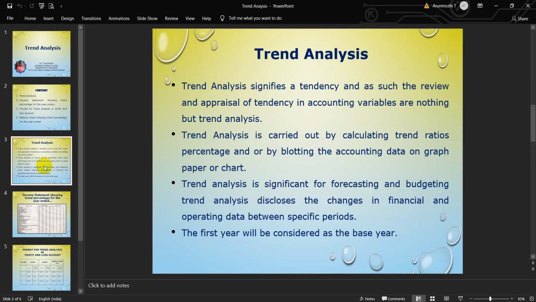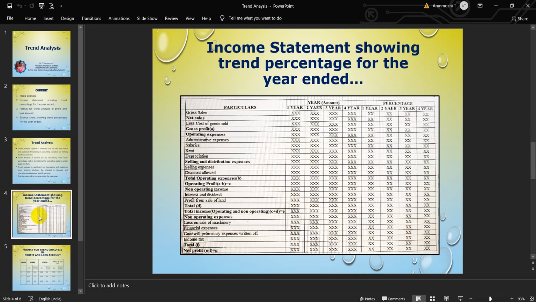Trend analysis discloses the change in financial and operating data between specific periods. The first year will be considered as the base year. Now you can see the income statement showing trend percentage for the year ended. That is the income statement, it is given.